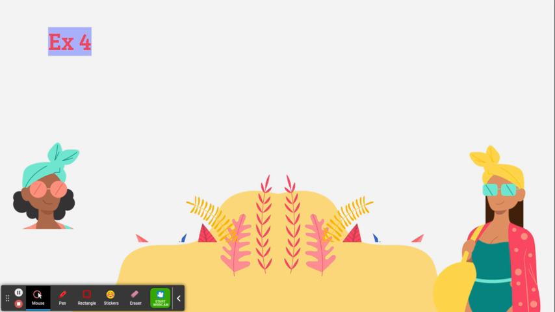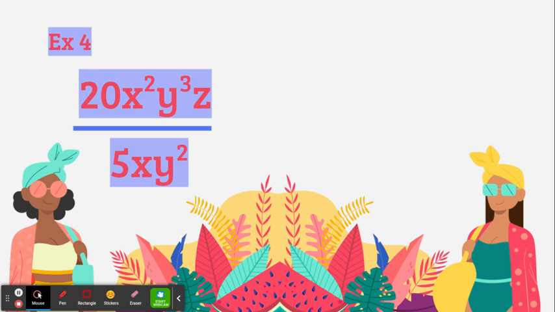Example 4. We have 20x squared y cubed z, and we're going to divide that by 5xy squared. First, the coefficients, 20 and 5. I know they are both divisible by 5. 20 divided by 5 is equal to 4, and 5 divided by 5 is equal to 1.